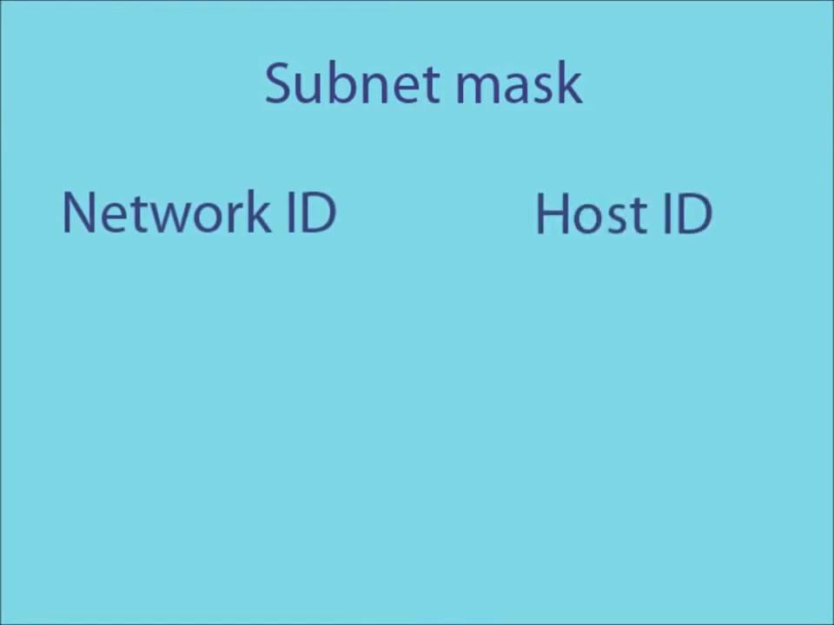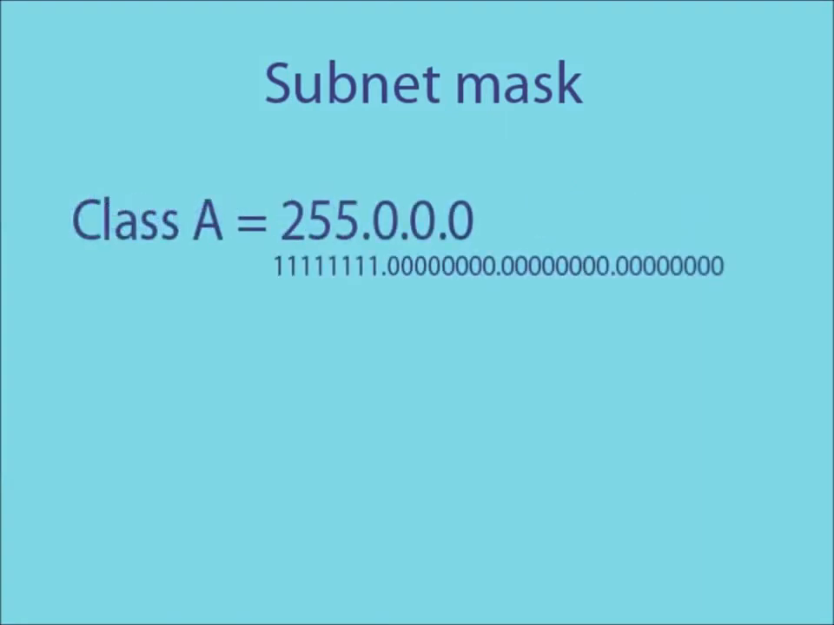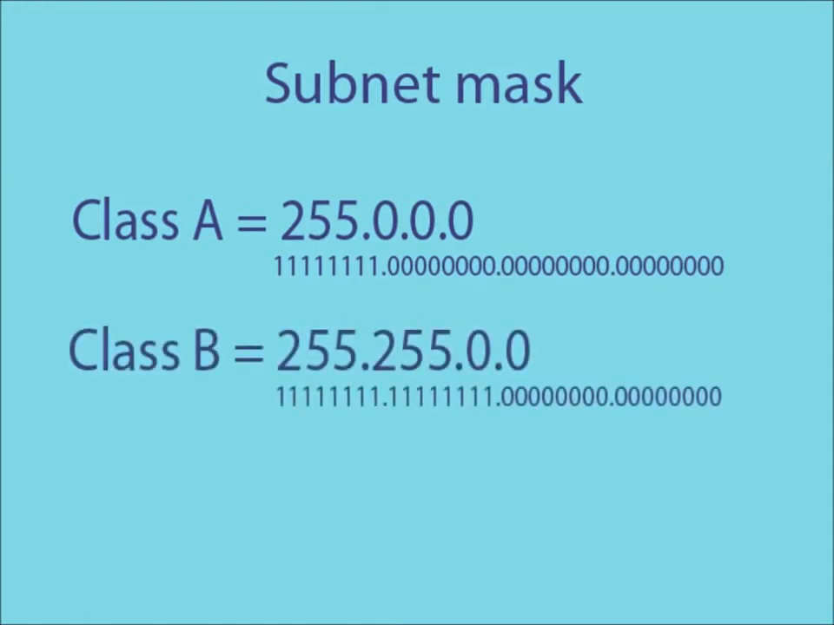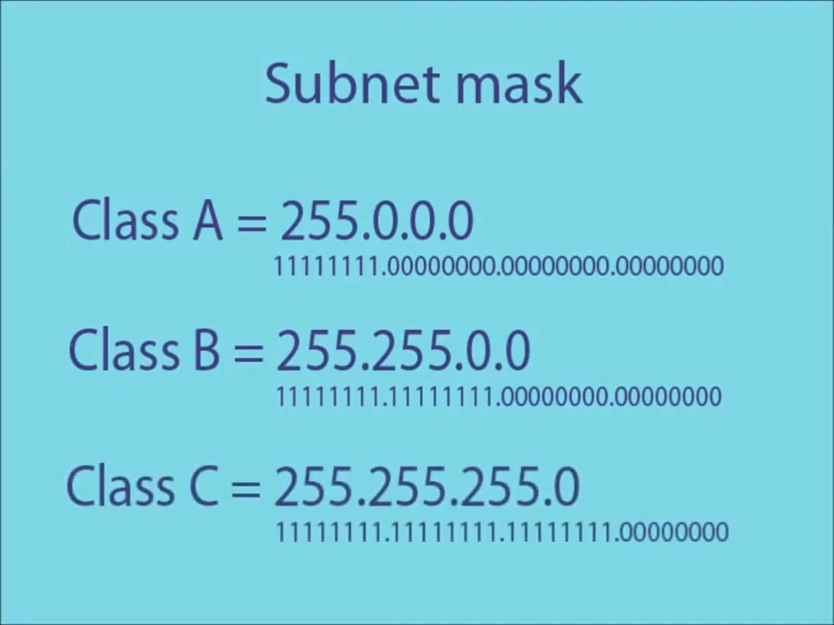A subnet mask is used to distinguish between network ID and host ID when looking at an IP address. The subnet mask of a Class A IP address is 255.0.0.0. For a Class B IP address, it is 255.255.0.0, and for Class C, it is 255.255.255.0. The portion of the subnet mask that contains all ones marks the part of the IP address that is used as a network ID.